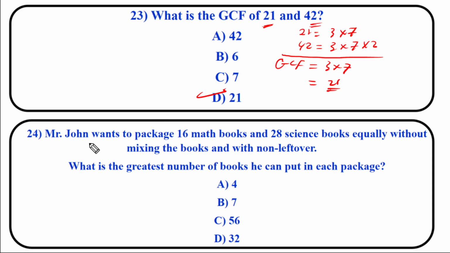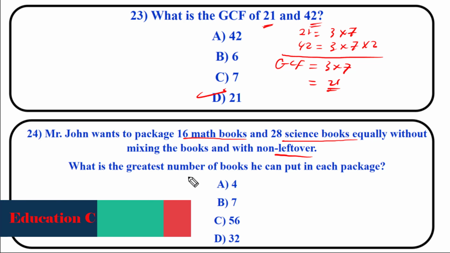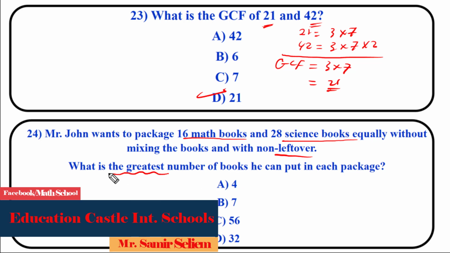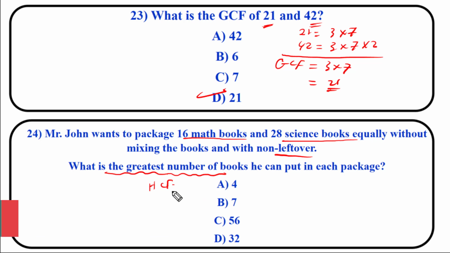Number 24. Mr. John wants to package 16 math books and 28 science books equally, without mixing the books and with none left over, no remainder here. What's the greatest number of books he can put in each package? He wants to find the GCF or the HCF of the two numbers 16 and 28.